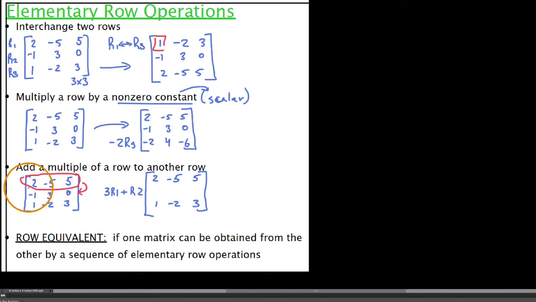So we'll do some mental math here. 3 times 2 would be 6, and 6 plus a -1 would be a 5. And then 3 times -5 would be -15, but a -15 plus a +3 is a -12. And then 3 times our 5 here is 15, plus 0 is 15. So this would be our new row equivalent matrix to the original matrix where we added 3 times the first row to the second row.